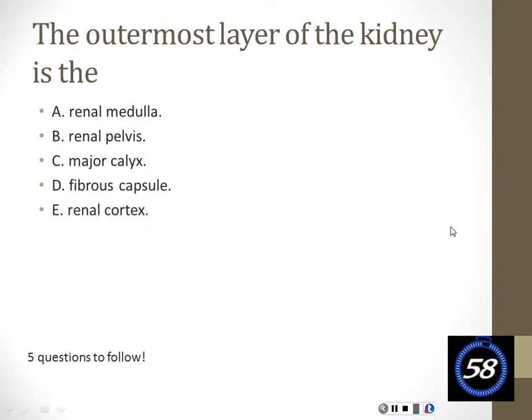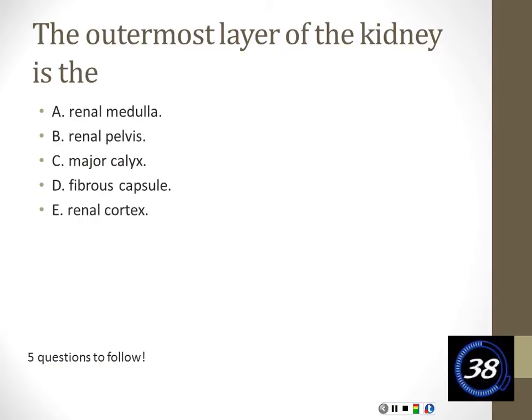All right, we'll ask some questions, and then we'll call it a day. So the outermost layer of the kidney is the... I don't have it again today. I've just been terrible with software. Sorry. Don't hit me too hard on my evaluations for that.